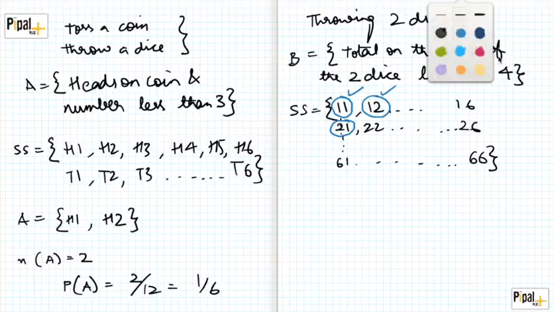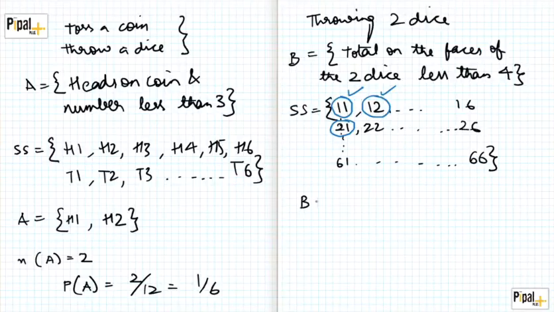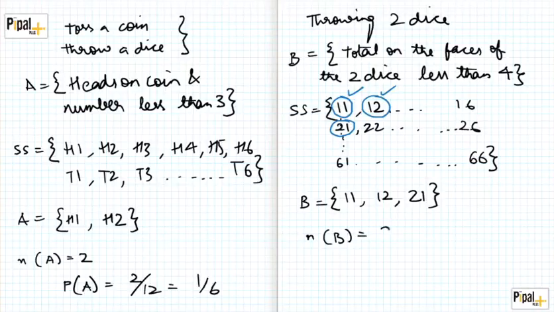So what we end up with in the event B is 3 outcomes: 1 1, 1 2 and 2 1, right? So the number of elements in B equals 3. So the probability of event B is going to be equal to 3 divided by the total number of outcomes, which is 36, which is equal to 1 by 12. So there is a 1 in 12 chance that the total you get when you throw 2 dice is going to be less than 4.